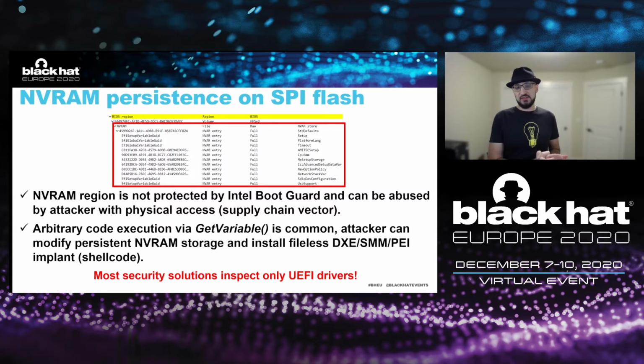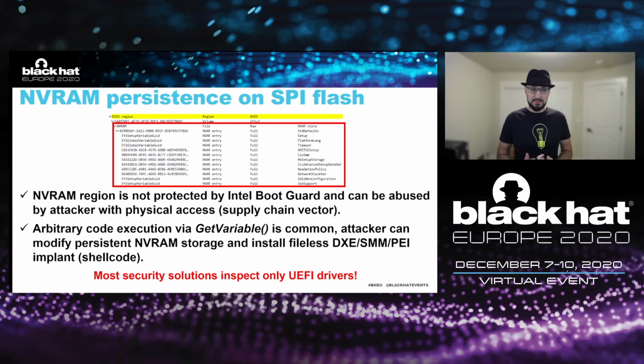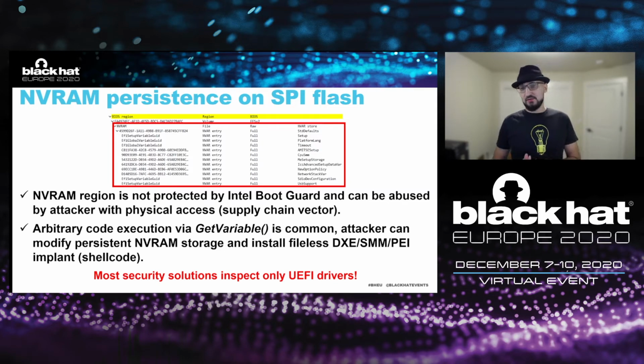And what is interesting is that these regions with NVRAM persistent storage are not covered by Intel Boot Guard and can be abused by an attacker with physical access, which makes a very dangerous supply chain attack vector. Arbitrary code execution over GetVariable is quite common, and an attacker can modify a persistent NVRAM storage variable to install a fileless DXE, SMM, or PEI implant, based on some shellcode and not feasible at the driver level, or basically hard to spot during execution or even sometimes with runtime forensics. Most security solutions inspect only UEFI drivers but don't look at persistent NVRAM storage, which creates a lot of interesting possibilities for the attacker.